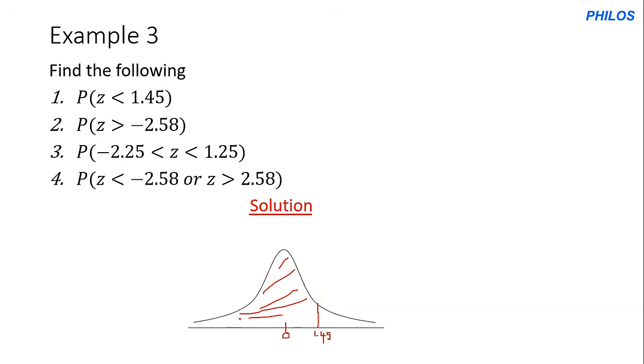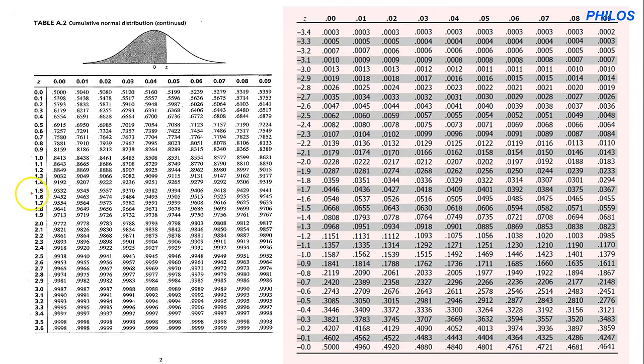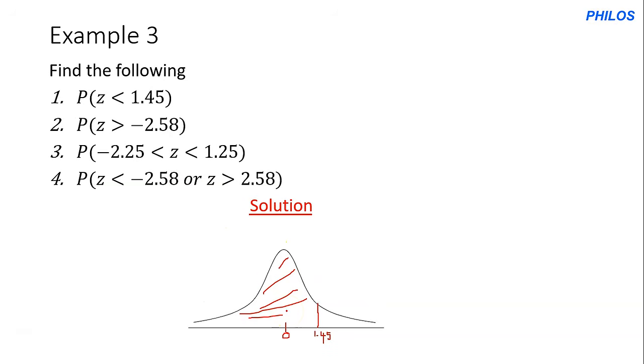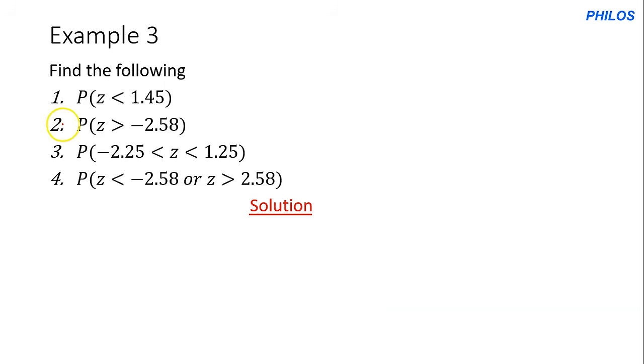To get it, we check positive 1.45 on the positive z table. So this is positive 1.45: 0, 1, 2, 3, 4, 5. So we get 0.9265. Remember, when you check a positive z-score on a positive z table, the answer represents the area to the left. The question also wants us to find the left, so it's straightforward: we've gotten the area to the left to be 0.9265. That is the answer to question 1. So let's look at question 2.